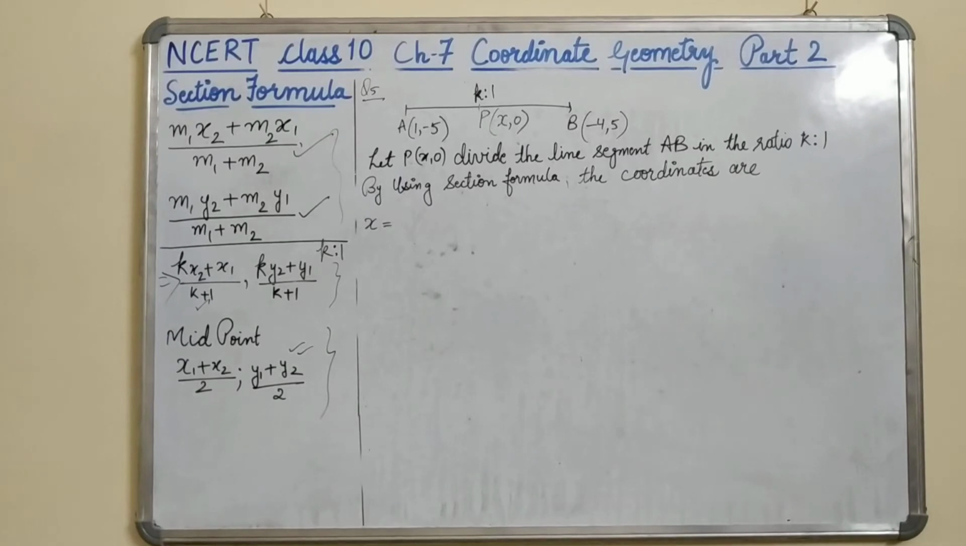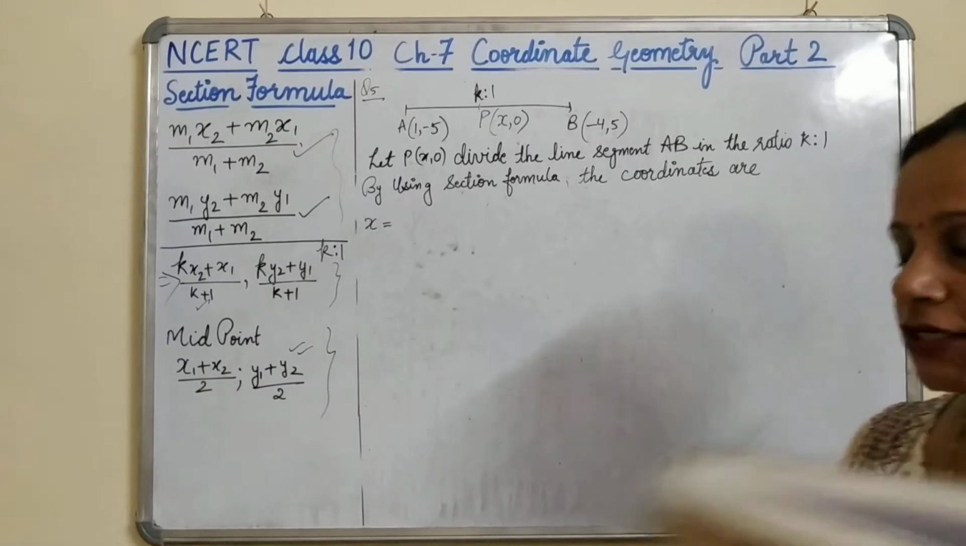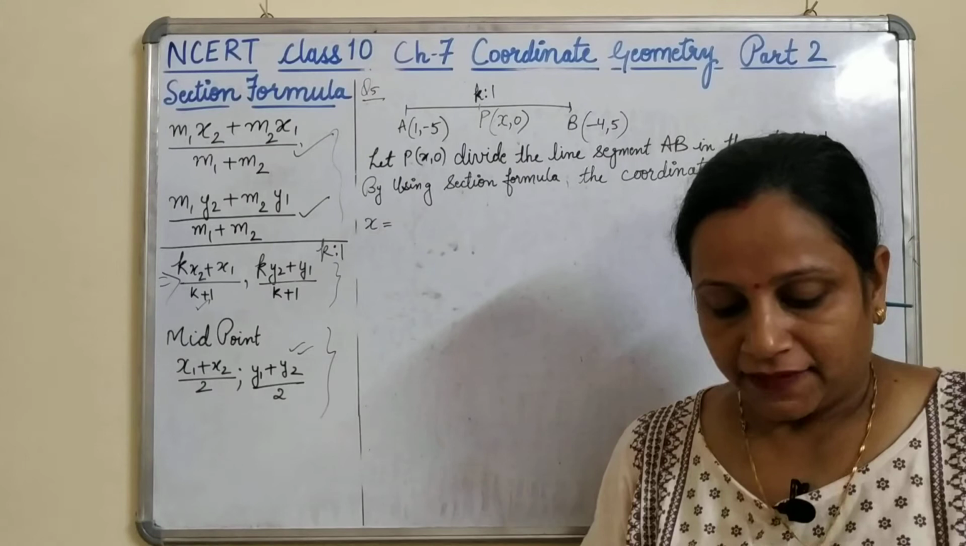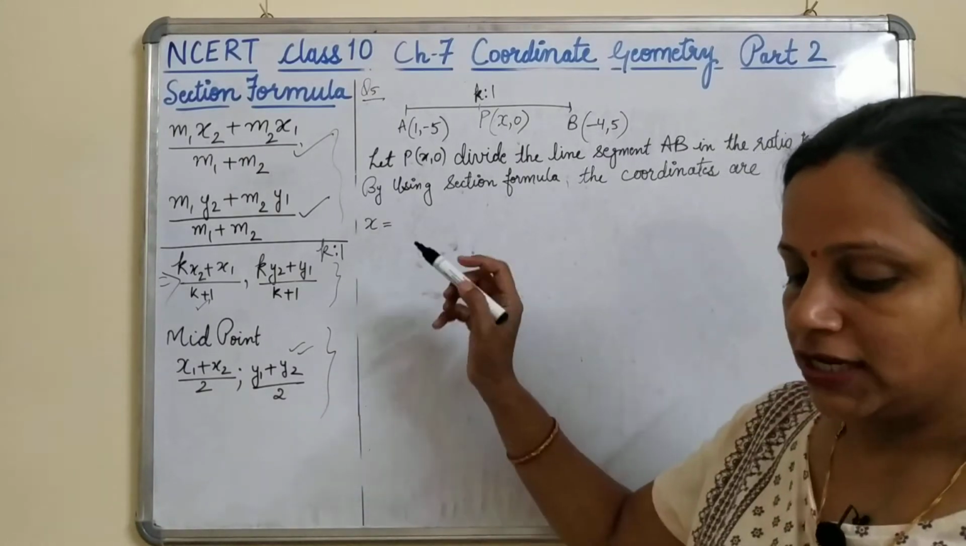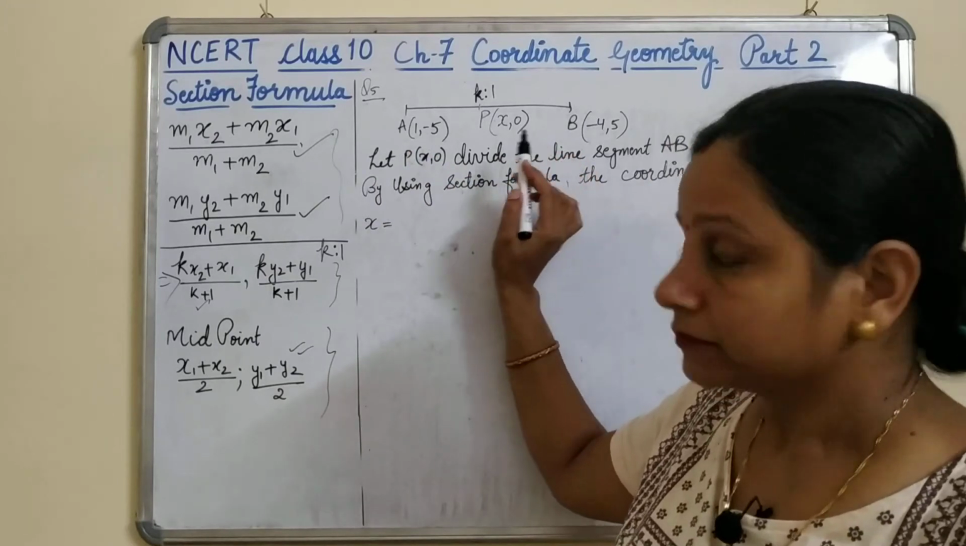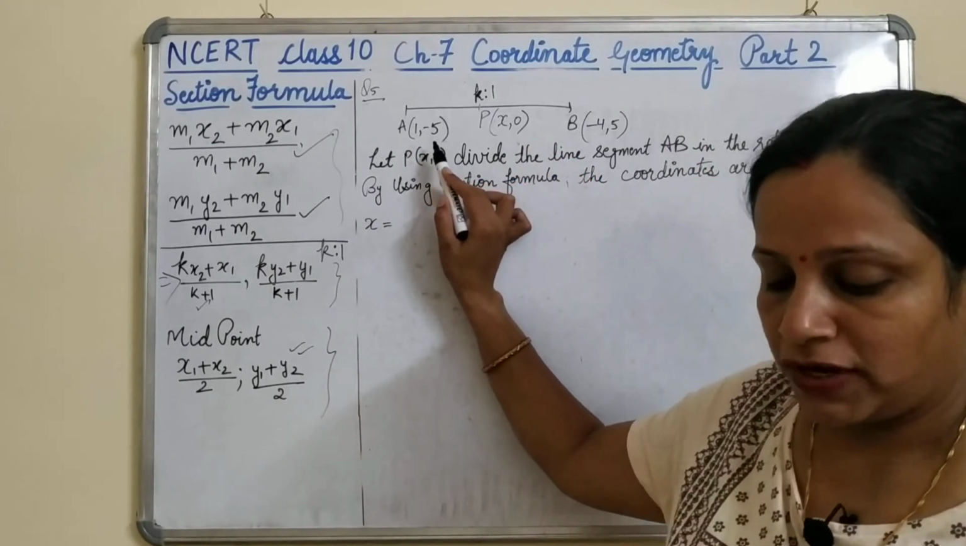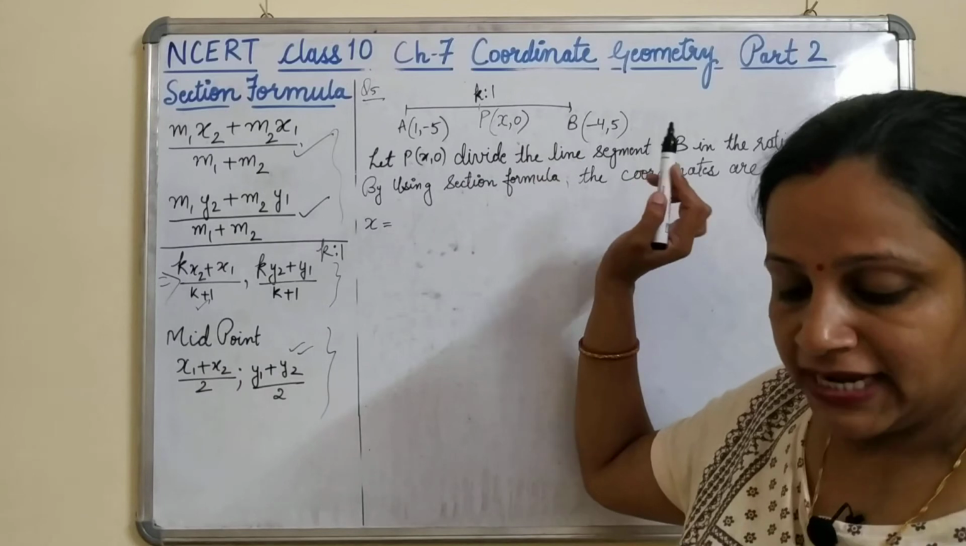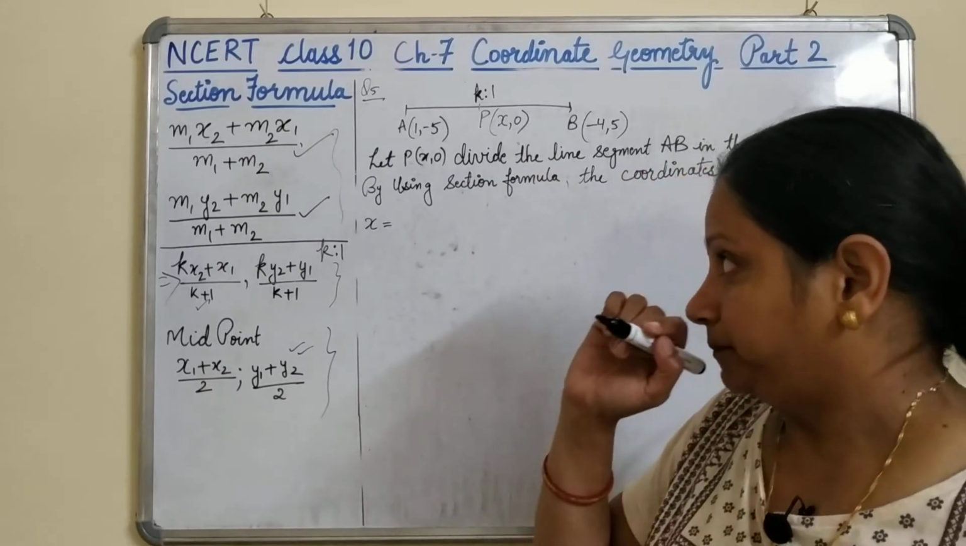Now, just see question number 5. In this, what we are given is: find the ratio in which the line segment joining A and B, where the coordinates of A are (1, -5) and B are (-4, 5), is divided by the x-axis.